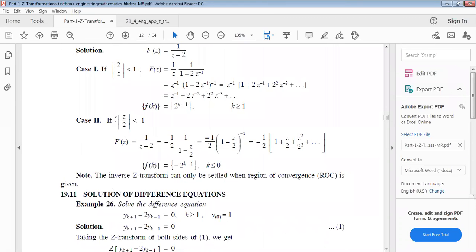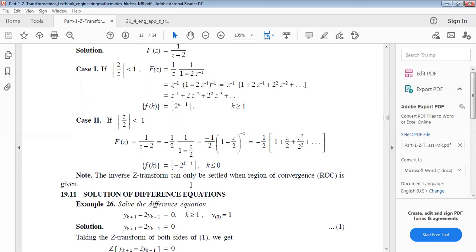Now, if we divide by 2, we get z by 2. If the absolute value of z by 2 is less than 1, then we can write, after taking minus 2 common, 1 divided by 1 minus z by 2, then minus half times (1 minus z by 2) to the power minus 1. This is also another series of (1 minus x) to the power minus 1, that means 1 plus x plus x square plus dot dot. All will be plus. So in this case, the sequence can be written as minus 2 to the power k minus 1. Okay, the sequence can be written as minus 1 to the power k minus 1.